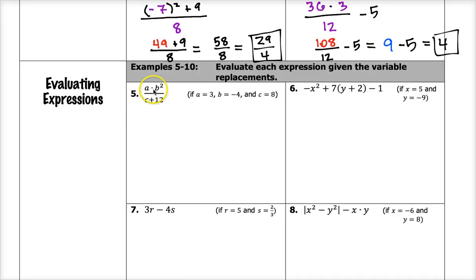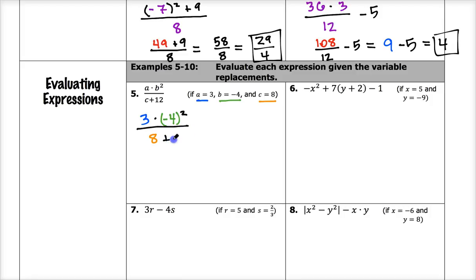So 5 here, we have a times b squared all over c plus 12. And I'm telling you that a is 3, b is negative 4, and c is positive 8. So we'll go ahead and we'll replace those variables with these values. So that gives us 3 times negative 4 squared. Anytime you're plugging a negative into a power, make sure you use your parentheses. Okay, you have to have parentheses around that negative 4, excuse me, so that you apply that exponent of 2 correctly to the negative 4. And then that's all over c, which is 8 plus 12.